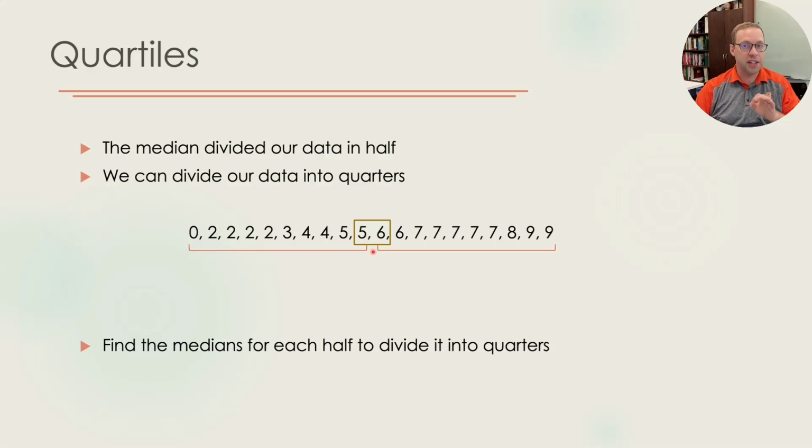Take a second, pause the video. What's the median of the first half? Okay, if you did this calculation, you should find 10 data points. Make it so that there are 5 data points on either side. That means that the median of the first half is between the 2 and the 3.